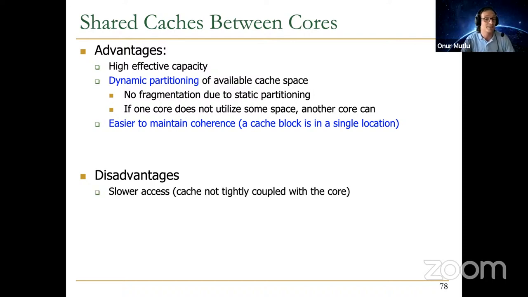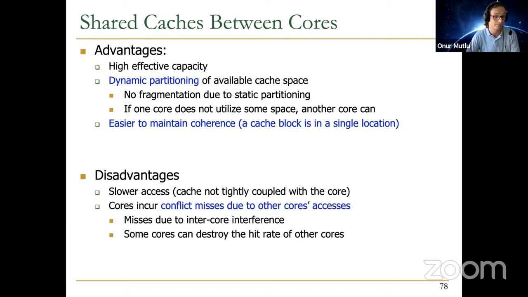It's slower access because the cache is not tightly coupled with the core. If you have a cache private to the core, you can tightly couple the cache to the core. In fact, you can integrate it into the design of the core better, even if it's an L2 cache, for example. So you can make it faster to access for that core. But if you have a shared cache, you need some sort of interconnect connecting the cores and the cache. As a result, by nature, it has to be slower.